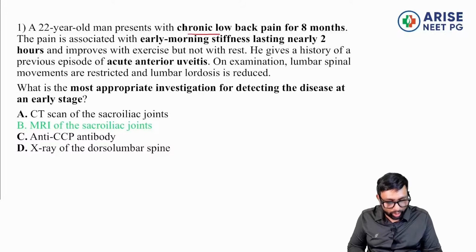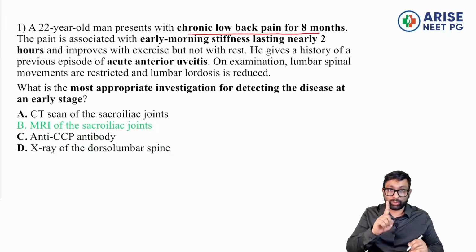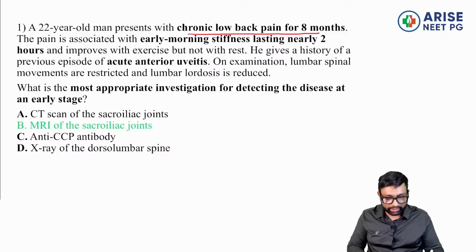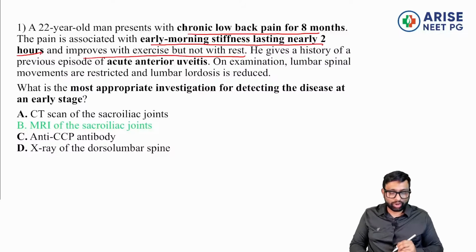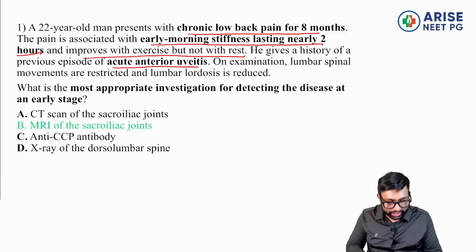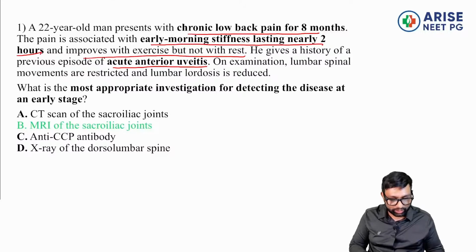Okay, so in this question we have a lot of clues. There is chronic low back pain for more than 8 months, that is one criterion in the modified New York criteria. Another is early morning stiffness lasting nearly 2 hours, and inflammatory pain. These are the features of inflammatory pain. So all of this is suggesting that it could be ankylosing spondylitis. Along with that, you have acute anterior uveitis, which is again seen in ankylosing spondylitis.